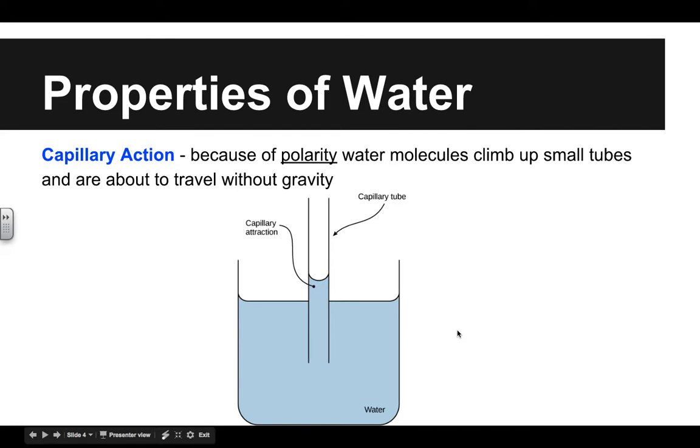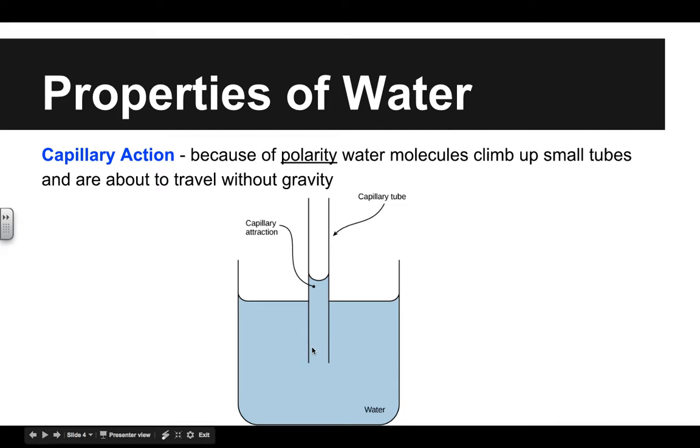So another property of water is capillary action. Because of the polarity of water molecules, they climb up small tubes and are able to travel not without gravity, but against gravity, right? So if you take a small tube and you place it into a larger cup of water, the water molecules will actually climb up the tube. This is using both adhesion and cohesion, which we will define later. But the water molecules are attracted to each other, they climb up the tube.